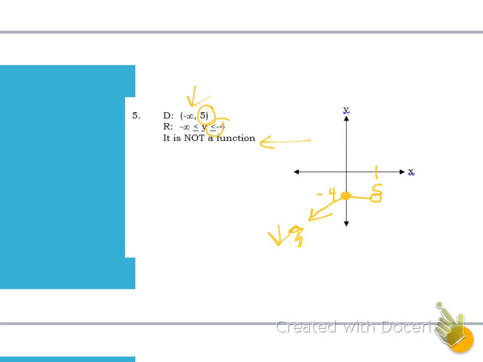Okay, because the highest it can go is negative 4, the furthest right it can go is 5. And then 5 is not included, so open dot, negative 4 is included, so that's why we did the closed dot and we're shooting it down.